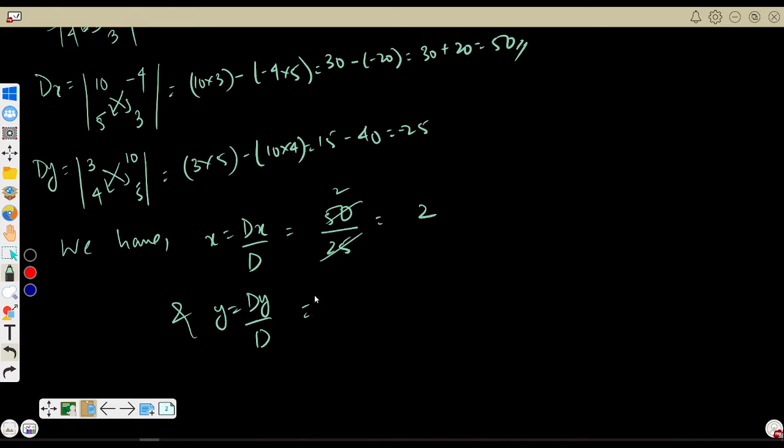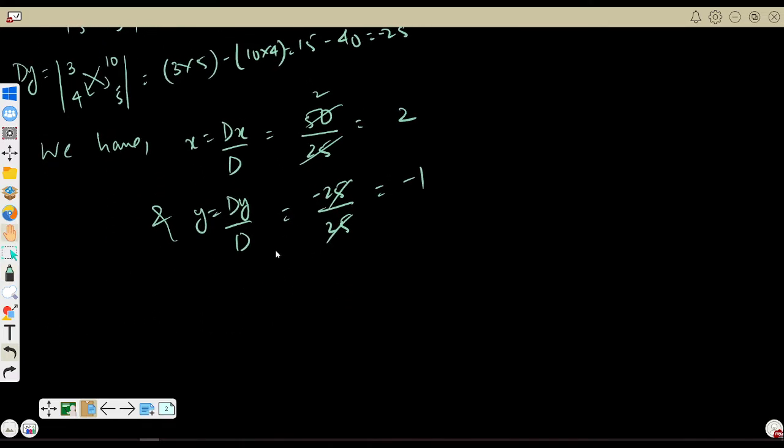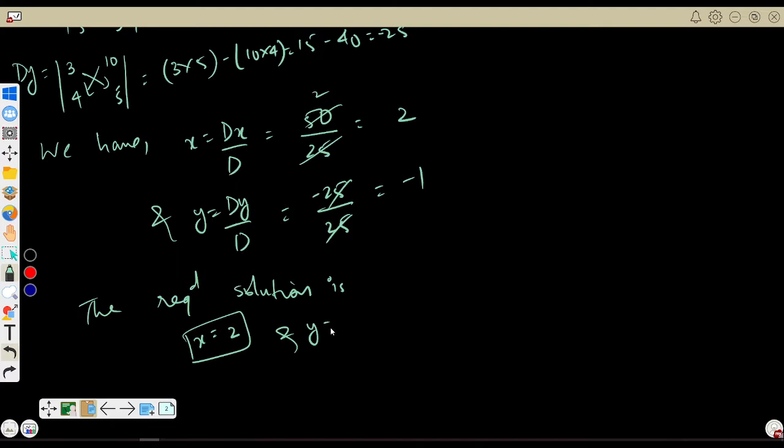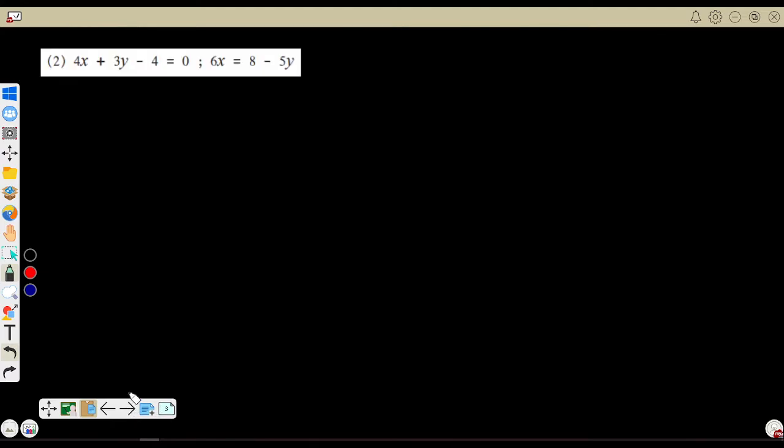To find the value of y, the formula is dy upon d. So the value of dy is minus 25 and d was 25. So if you simplify this, the answer will be minus 1. So after this, you just write a statement. The required solution is x is equal to 2 and y is equal to minus 1. I hope this is clear to you. We'll move on to the next sum.